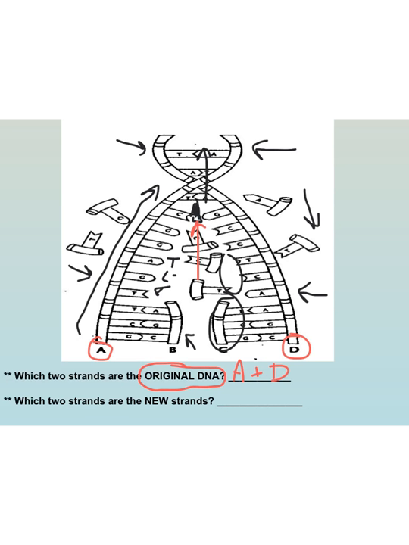Now, in here in the middle, B and C, those are brand new bases being added to the DNA molecule. So this, the inner sides, the B and C, that's brand new DNA being made by DNA polymerase 3 as it adds bases to its complementary base. T with A, C with G, G with C, and so on.